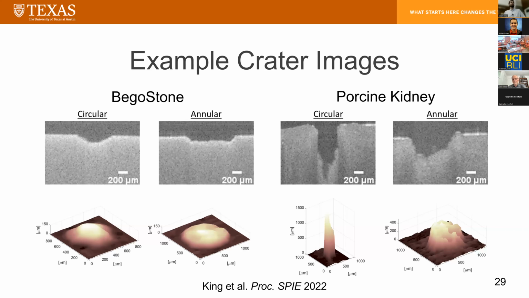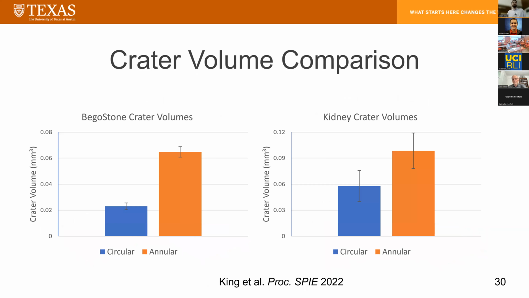And then looking at the volumes of material removed is very drastic. So for the Beagle stones, we got a 183% increase in material removal using the annular, and for kidney stone, it was a 69% increase.